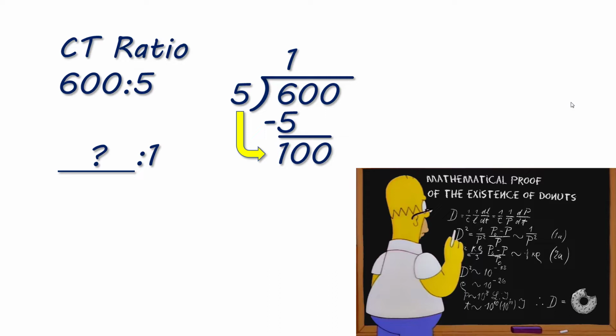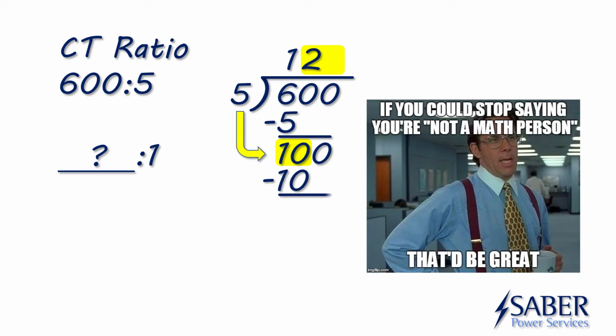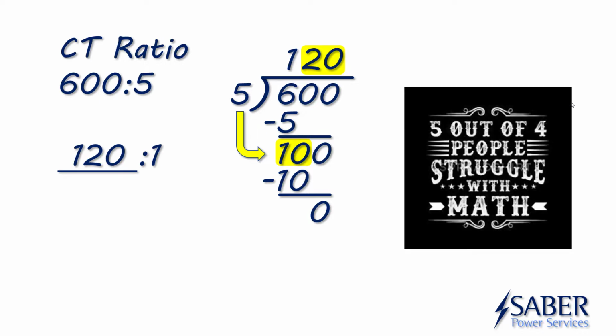How many times does 5 go into 10? 5 goes into 10 two times, and you multiply the 5 by the 2, subtract the 10 from the 10, and you're left with 0. Bring the 0 up, and you have the number 120 to 1. So a 600 to 5 CT is the same as 120 to 1.